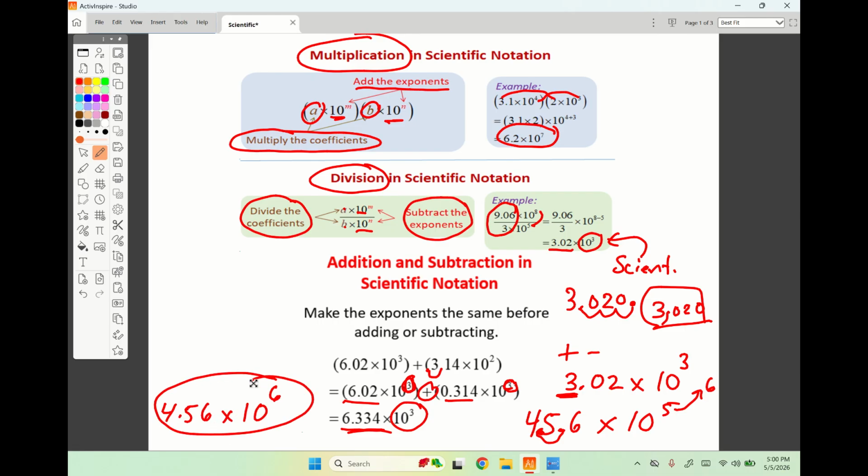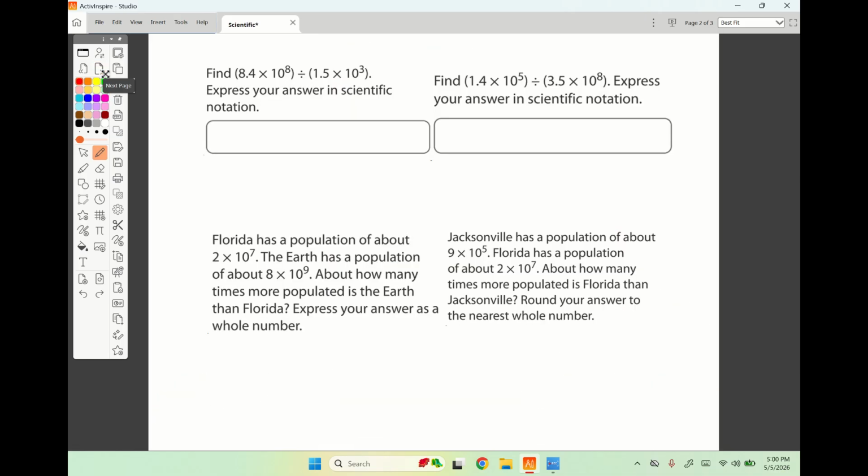Alright, so let's start with these examples here. The first one is division. So all you got to do first is divide the numbers. 8.4 divided by 1.5. That gives you 5.6 times 10 to the 5th power. Because when you divide, the rule is subtract the exponents. And that's it. That's the answer. As long as you have one number to the left of the decimal, it's the correct format.